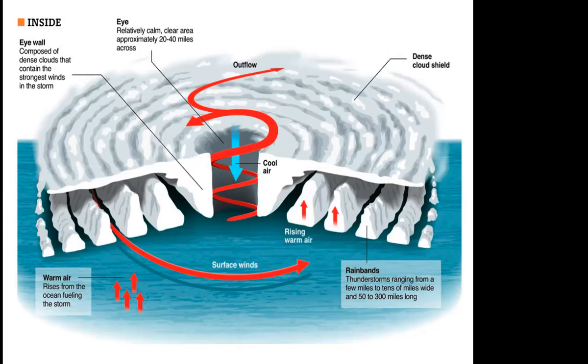So the eye, okay, this is composed of the dense clouds that contain the strongest winds in the storm. So that is the worst part of the hurricane. So wherever the eye lands, that's the worst part of the hurricane, okay? Not that any part of it is good, but the eye is the worst, okay? Because as you can see, the rain is different the further out from the eye. So places can still get strong winds, they can still get lots of rain, but the closer to the eye, the stronger the winds are going to be and a lot more rain.